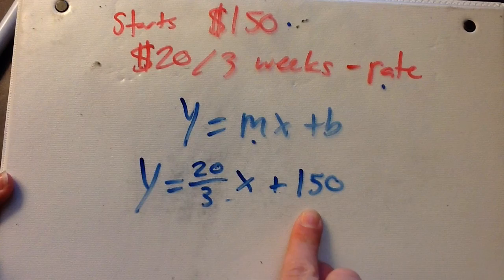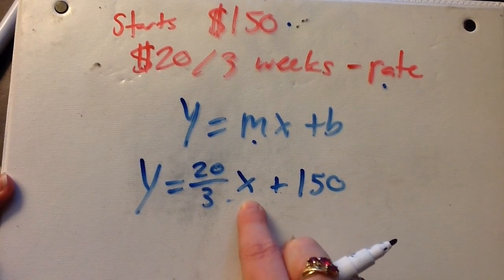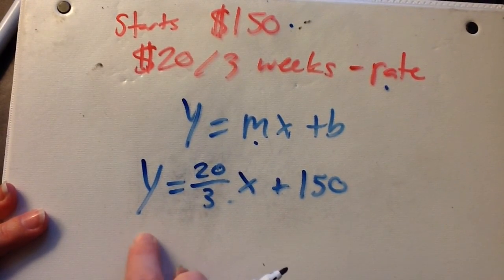So there's the amount that he started with, and the fact that he's putting away 20 every 3 weeks. So we could put in any amount of weeks, 17 weeks, 2 weeks, 13 weeks, whatever, and calculate how much money he should have.